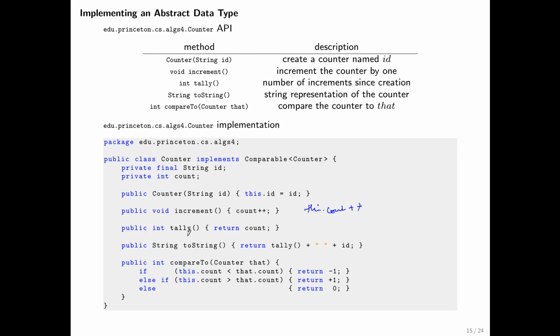What about the tally method? That's extremely straightforward. You simply return the current value of count. So that's what we do. Here again, it's perfectly okay to say return this dot count if you want, but we don't really need to do that.